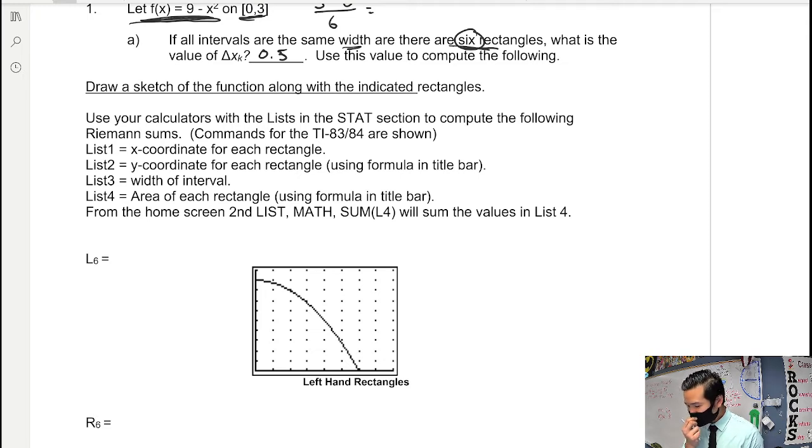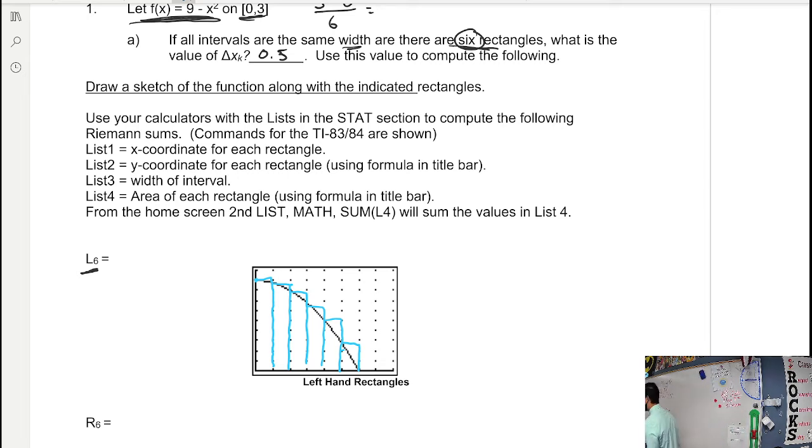Now, if I'm doing LRAM with 6 rectangles, they broke it down into halves for us, 0.5 right here. So LRAM would be this rectangle right here, this rectangle, this rectangle. Oh, wait, no, that's wrong. That's RRAM. Hold on. This rectangle right here, this rectangle, here, here, and there.